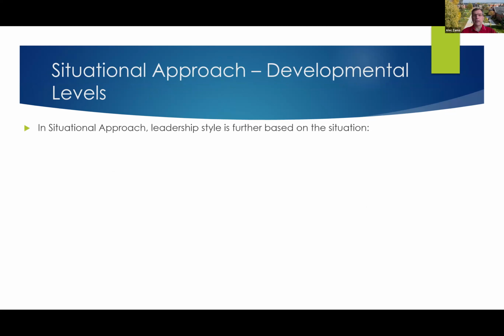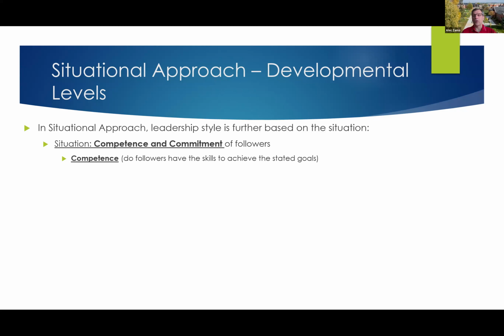The second element here is the developmental level of followers, and that's the situation. Hersey and Blanchard said that what identifies the situation is the developmental level of followers, which consists of competence and commitment of followers. When we talk about competence, we're focusing on whether the followers have the skills to achieve the stated goals. With commitment, we're focusing more on a motivational perspective: do followers have the willingness to engage in certain activity to work towards goals, and do they have the persistence to persevere?